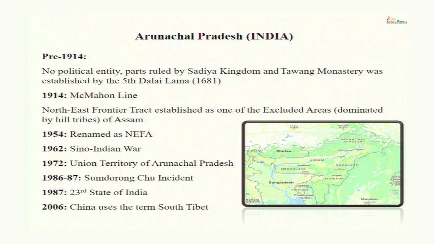Since 2006, China has been using the term South Tibet to indicate Arunachal Pradesh, and any person born in Arunachal Pradesh is given a staple visa. So their visa is not stamped on the passport, but they put a staple. So this is a Chinese way of interfering in the status of Arunachal Pradesh and the rights of Indian citizens in Arunachal Pradesh. So these are the five fingers. So this is the status.